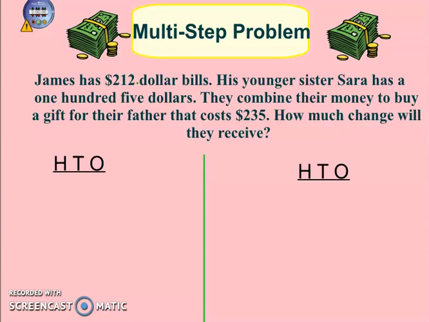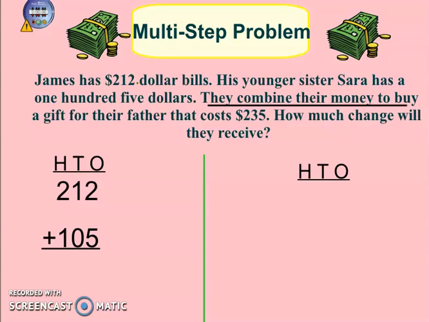So, boys and girls, first we have to analyze the problem. It's a multi-step problem. So the first step, we are going to add James' amount and Sarah's amount to find the total. The problem said they combine their money, means that they add their money together. So we are going to add $212 plus $105 to get a.